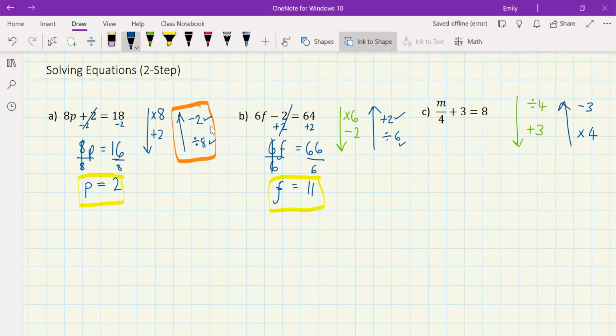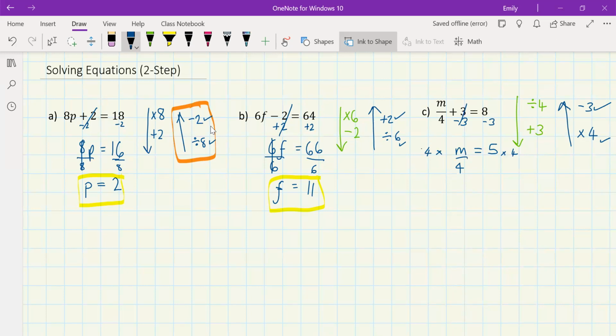So let's go over here. Let's take away 3 from one side and then the other. So 3 minus 3 goes, and I'm left with just the m over 4. And then on the other side, I've got 8 take away 3, which is 5. So I've done that. I've taken away 3 both sides. Now I need to times by 4. So I need to times this side by 4, and I need to times this side by 4. So what I do to one side, I do to the other.